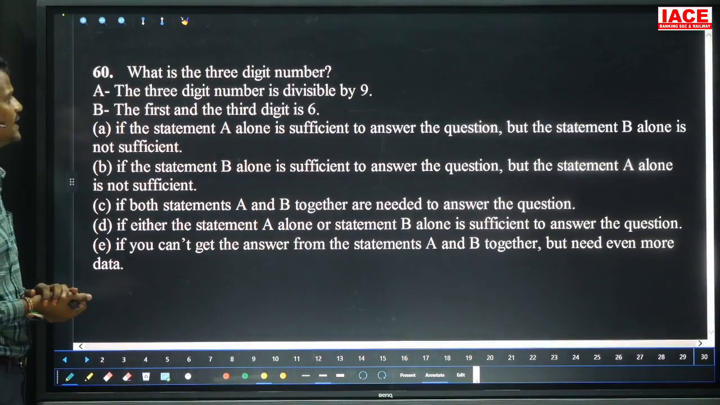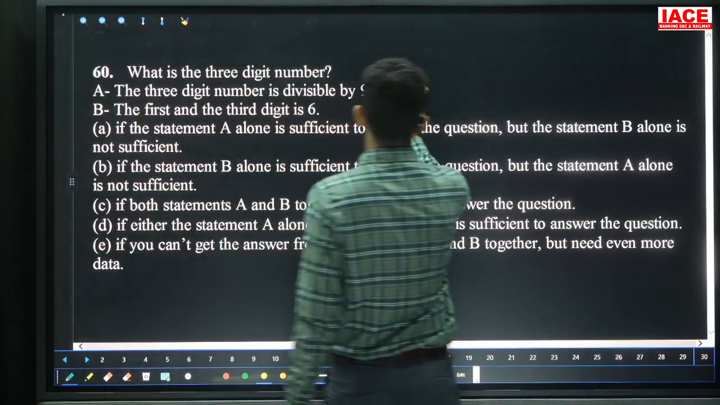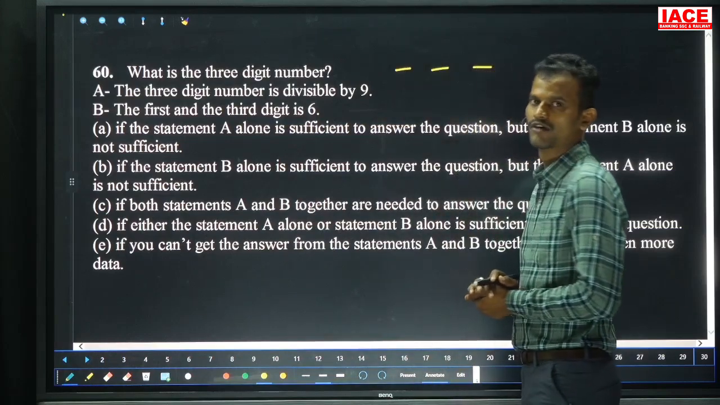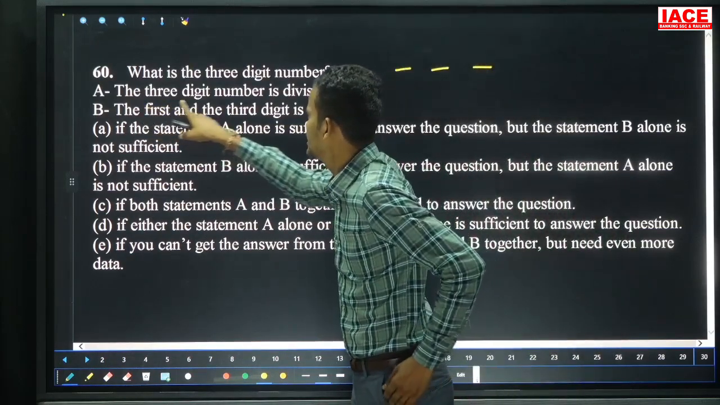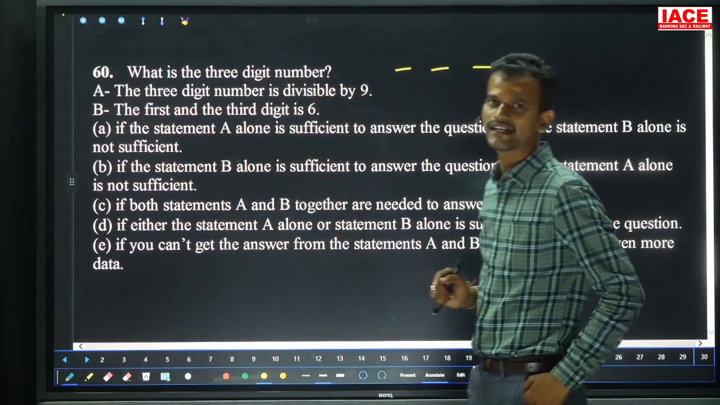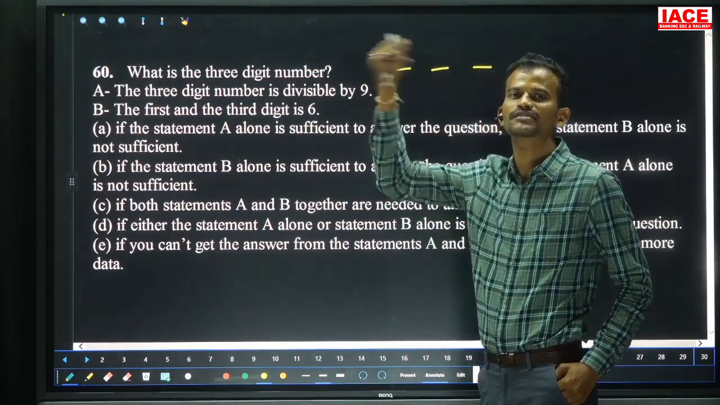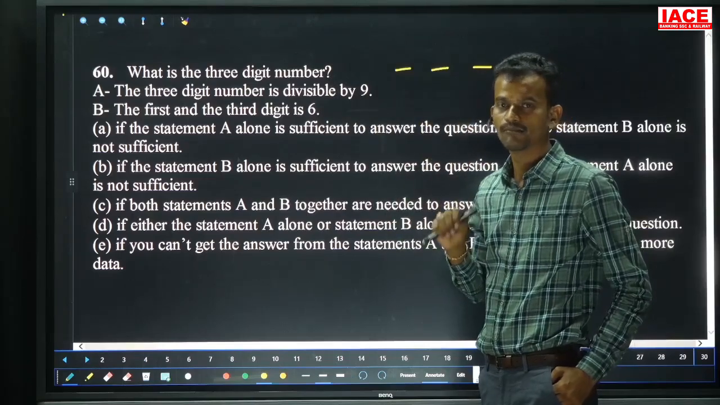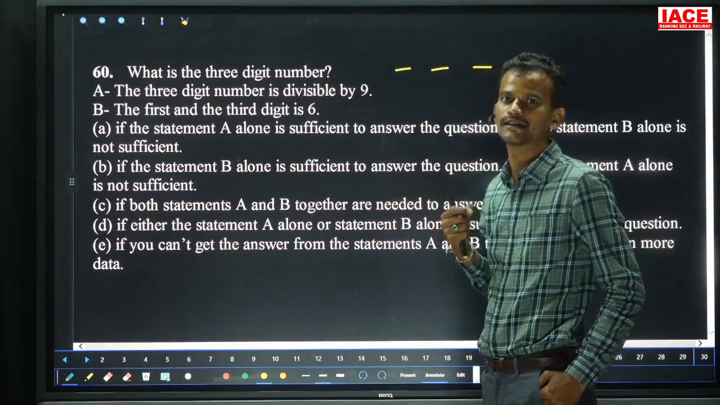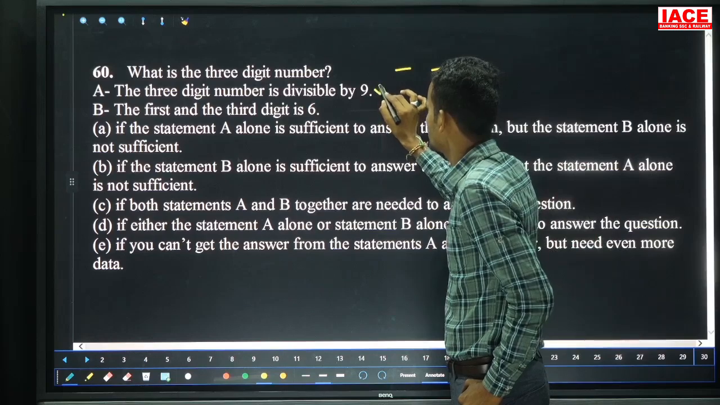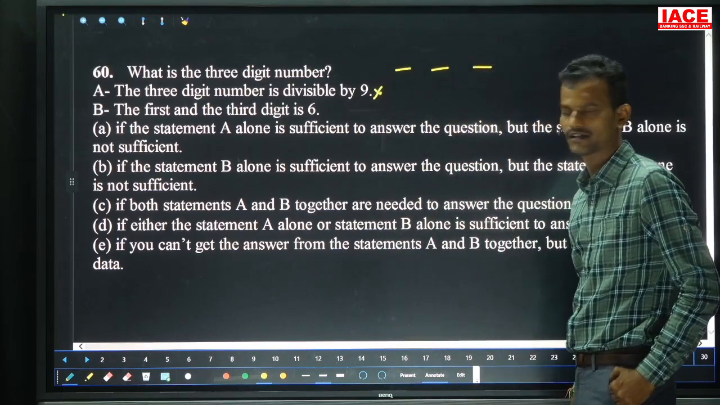What is the next question given? What is the 3-digit number? So they are asking for the 3-digit number. I don't know the 3-digit number. What is the first statement? The 3-digit number is divisible by 9. Sir, many 3-digit numbers are divisible by 9, but we don't know exactly which number it is. That means this statement is not sufficient. Clear? Yes or no?